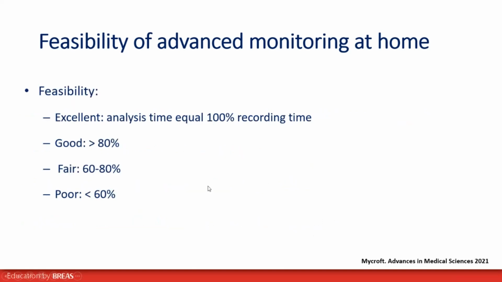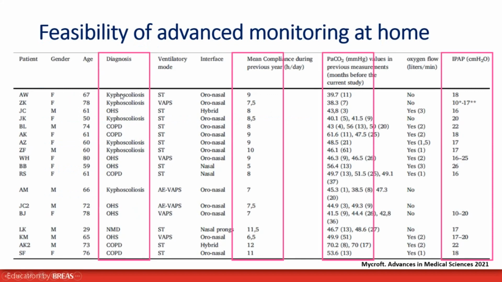They considered the feasibility as excellent if the analysis time was equal to 100% of the recording time, meaning there is no loss of data. The feasibility was considered as good when they were able to analyze more than 80% of the recording time, fair between 60 and 80, and poor below 60. So they included 18 patients, mostly with kyphoscoliosis, obesity, hypoventilation syndrome, and COPD. These patients had a very good daily use. These are the results.